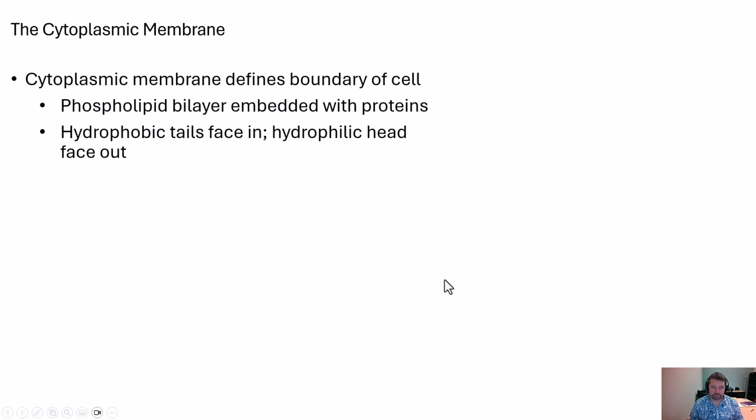This lecture we're going to discuss the membrane of bacteria and archaea, and we're going to discuss the cytoplasmic membrane and a little bit on how it regulates what enters and exits the cell. Okay. So to start off, the cytoplasmic membrane is very similar to the plasma membrane, or eukaryotic membrane, that we have.